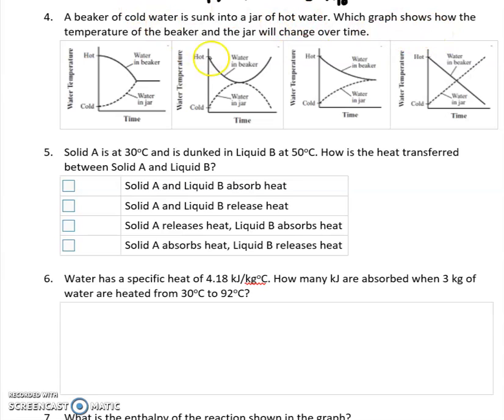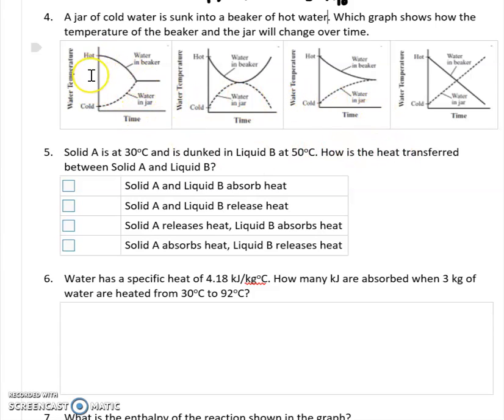Which graph shows the temperature of the beaker and the jar and how it will change over time? Okay, so let's look at this first one. I had to make a few changes. A jar of cold water is sunk into a beaker of hot water. Which one shows how the temperature changes over time?